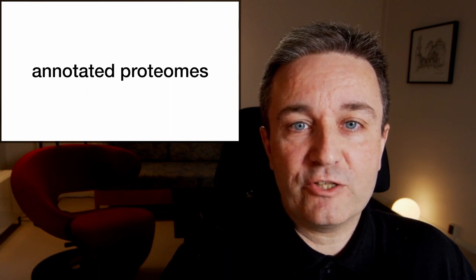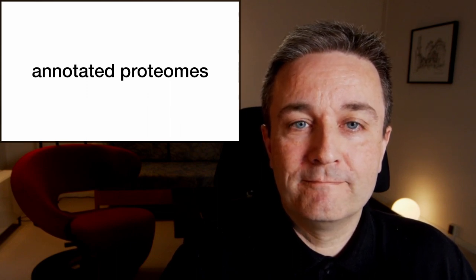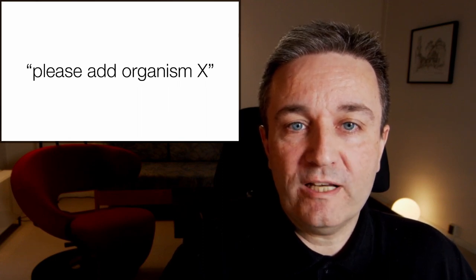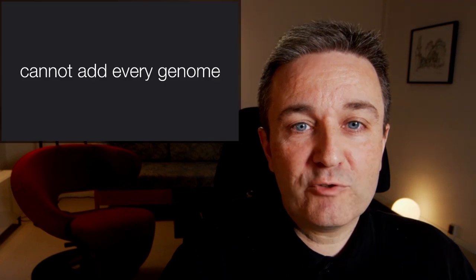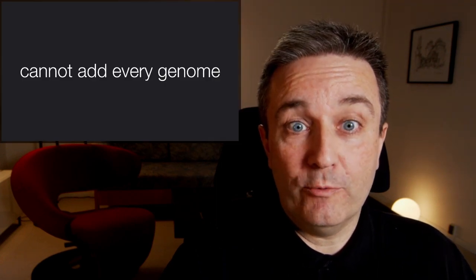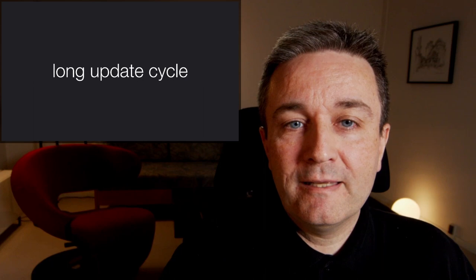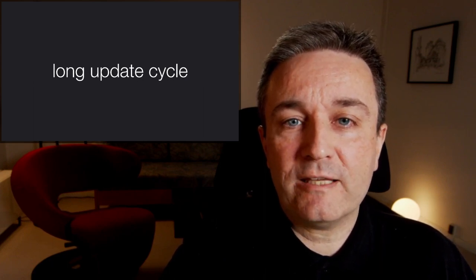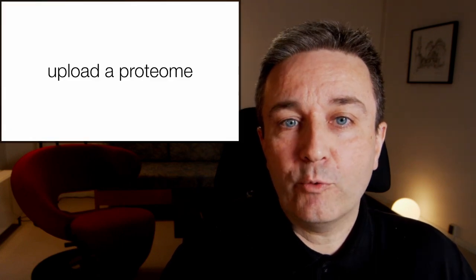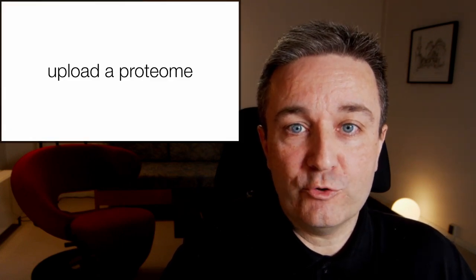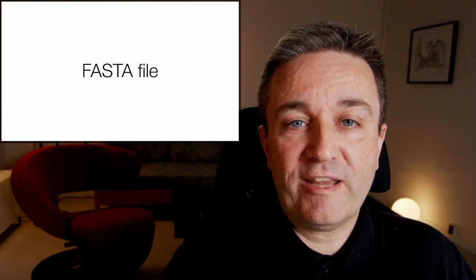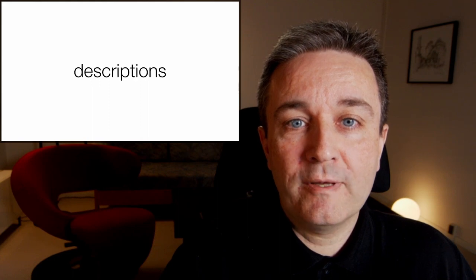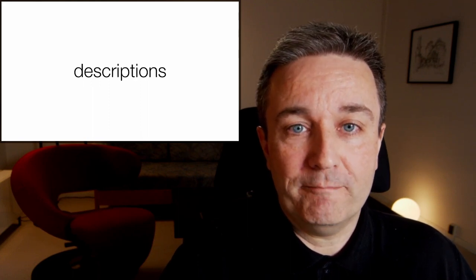The second advanced feature is the annotated proteomes. One of the common requests we get from users is, please add organism X to Stream. And I'm sorry to say we cannot add every genome to Stream. It doesn't scale, and also the long update cycle of Stream means that adding genomes on demand is not an option. However, we recently added a new feature that allows you to upload a proteome in the form of a FASTA file that has your protein sequences, the corresponding gene names, and optionally text descriptions for them.